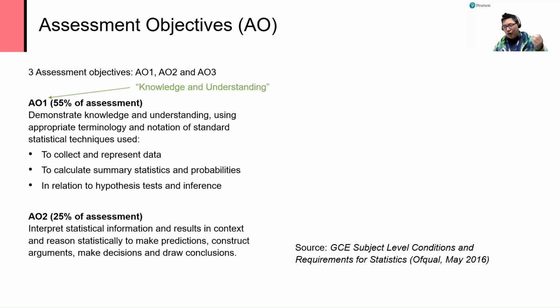AO2 is interpret statistical information and results in context and reason statistically to make predictions, construct arguments, make decisions, and draw conclusions. Now that makes up 25% of all of the marks in every exam setting. And that is the interpretation aspect of statistics. Yes, you've got this number is 3, but what does that number actually mean in this particular context?